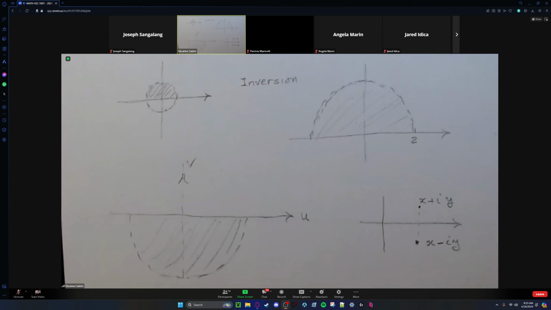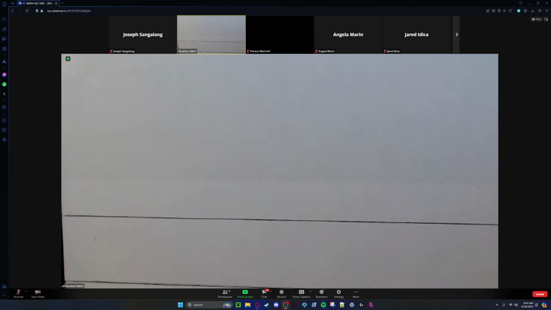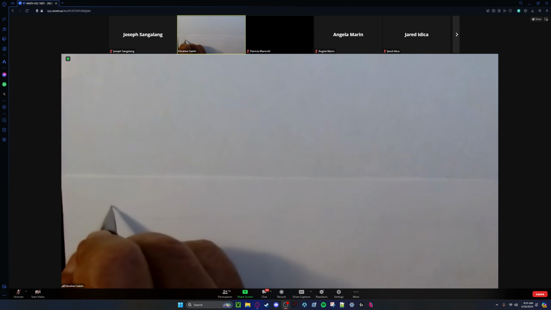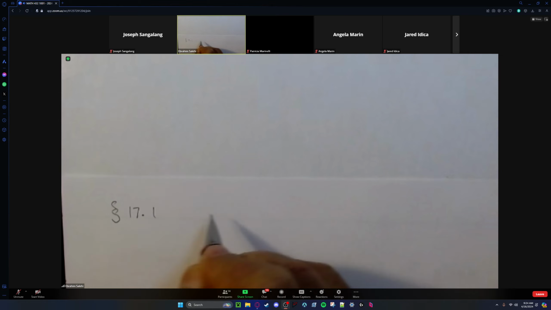Yeah, that's a good one also. Same thing, because you're dealing with a circle, which is inside the unit disk. So number 15 is, so here is 17.1, number 15.